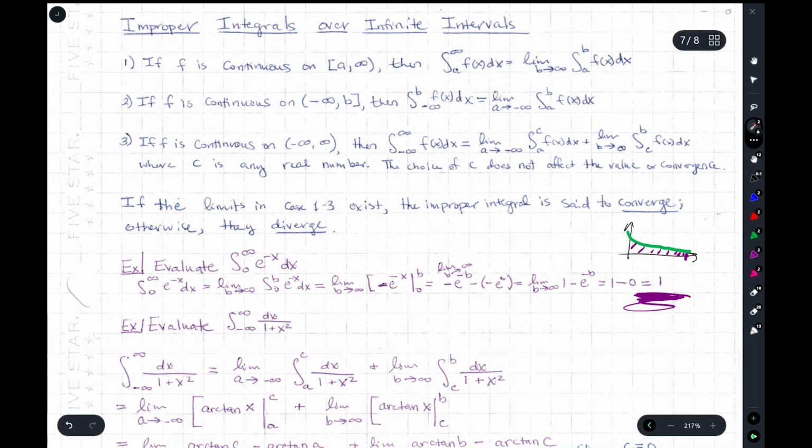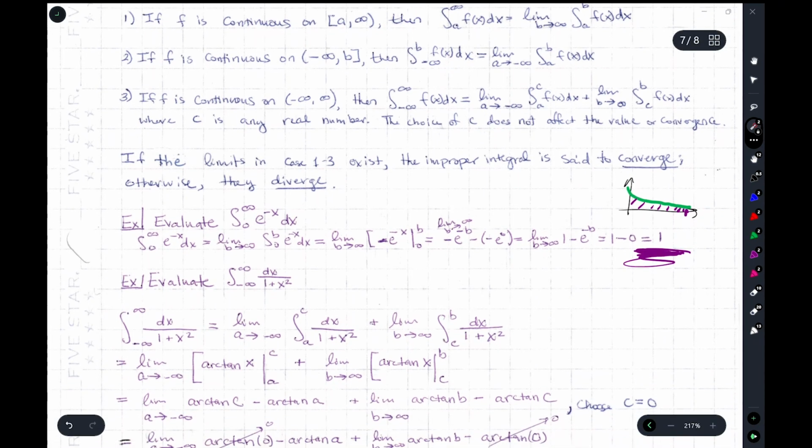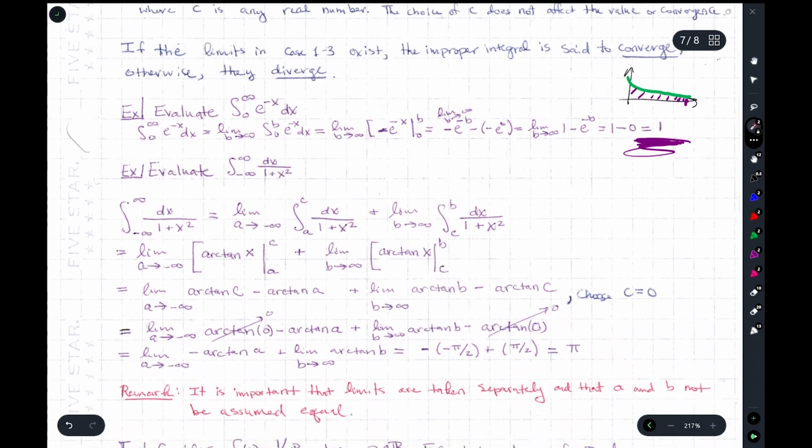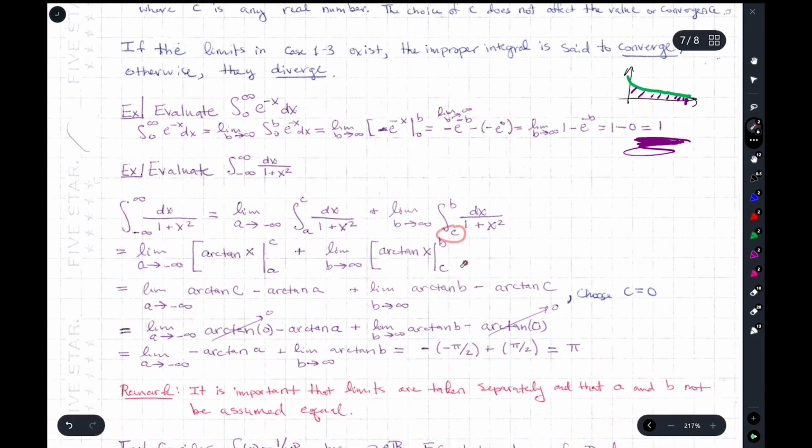Let's take a look at another example, and this time over the entire real line, so minus infinity to infinity. When we integrate this, we'll choose an arbitrary c, and I just sort of left it general there as c.